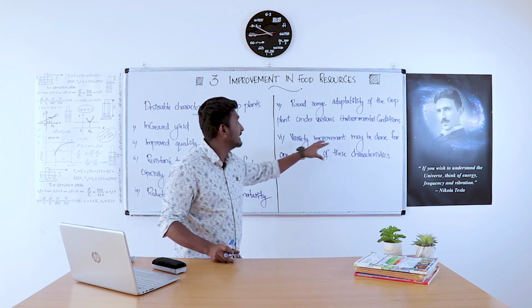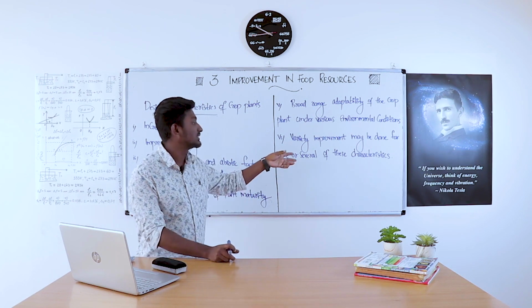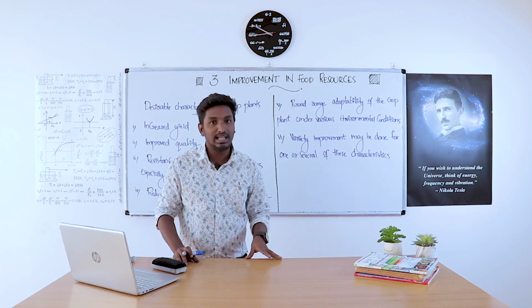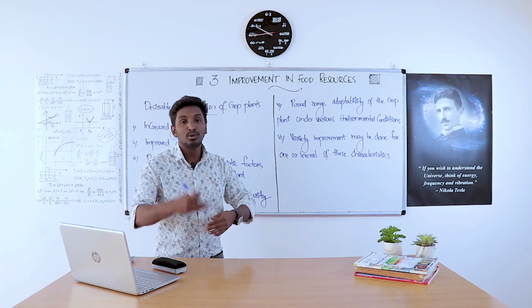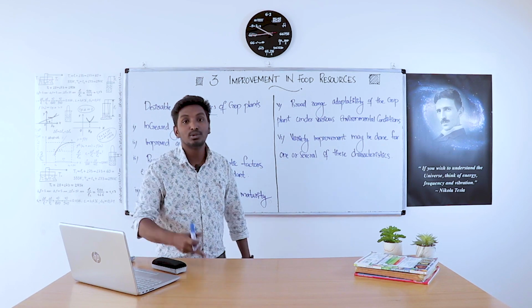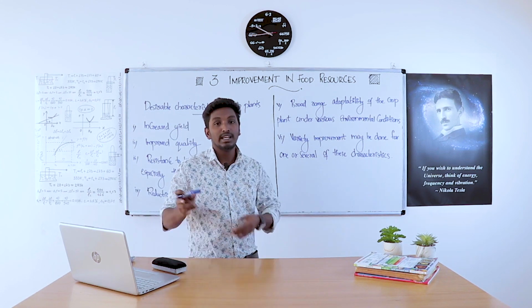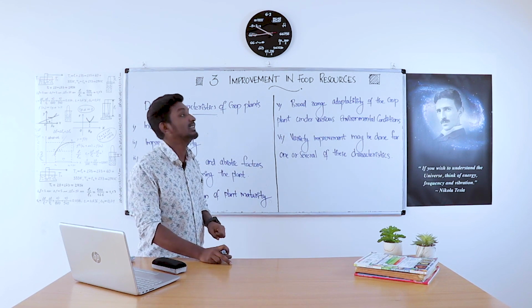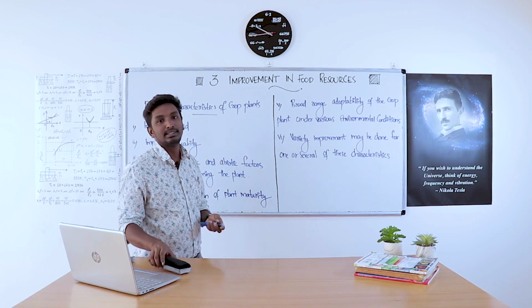Next, variety improvement may be done for one or several of these characters. On the basis of these characters, variety improvement may be done. We have to improve the varieties. If we have a wide range of varieties, we can use those varieties which have these desirable qualities. So these are the desirable characters of a crop plant.